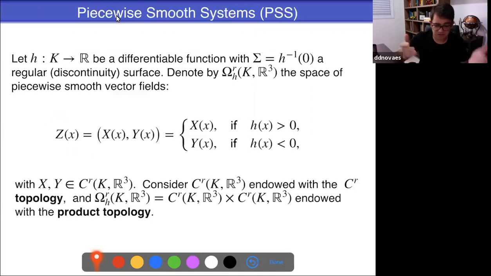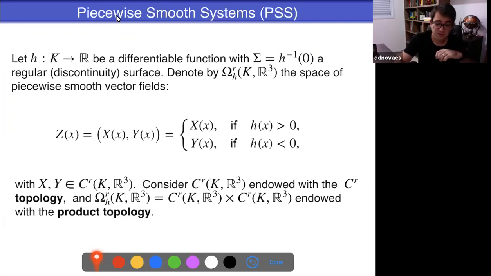Okay, these are piecewise smooth vector fields, but I have to establish what a trajectory means here. What is the definition of trajectory? Because I have a vector field, I want to study its trajectories. For initial conditions where H is positive or negative, it's simple. I just have to take the local trajectory defined by X or Y, depending on whether H is positive or negative. But what happens if H is 0? If I take an initial condition in the discontinuity surface.